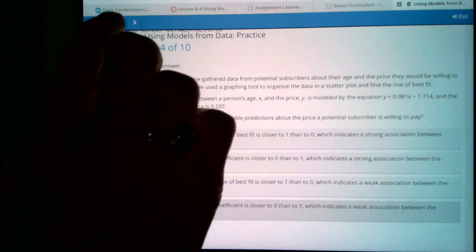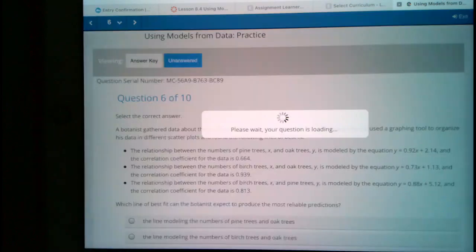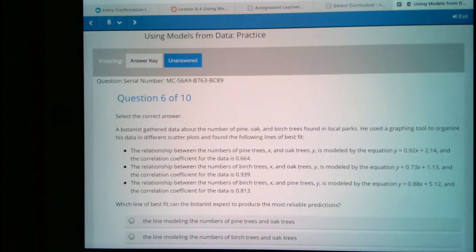A similar problem, and actually there's 3 of them. A botanist gathered data about the number of pine, oak, and birch trees found in local parks. He used a graphing tool to organize his data in different scatter plots and found the following lines of best fit. The relationship between the number of pine trees X and oak trees Y is modeled by the equation Y equals 0.92X plus 2.14, and the correlation coefficient for the data is 0.664.